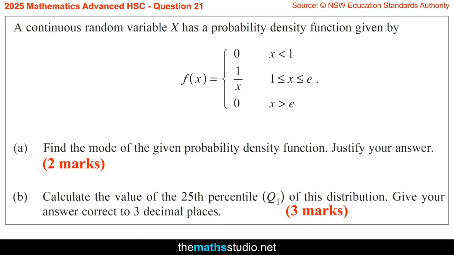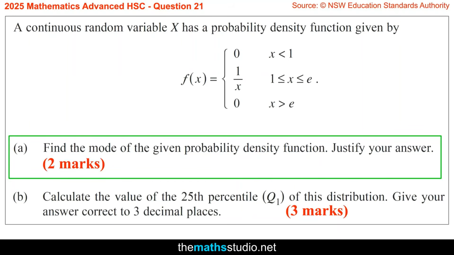Question 21. A continuous random variable x has a probability density function given by f of x equals 0 for x less than 1, f of x equals 1 over x for x greater than or equal to 1 and less than or equal to e, and f of x equals 0 for x greater than e. Part A. Find the mode of the given probability density function. Justify your answer.